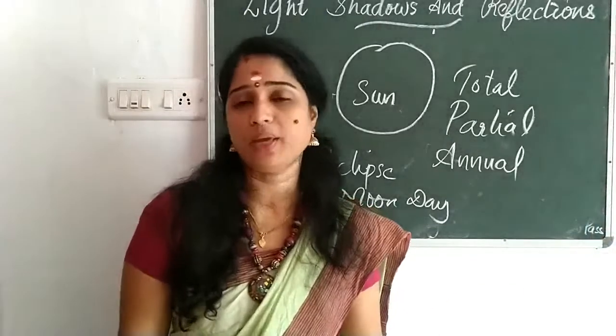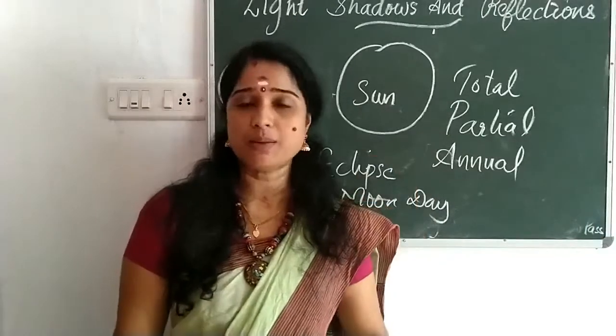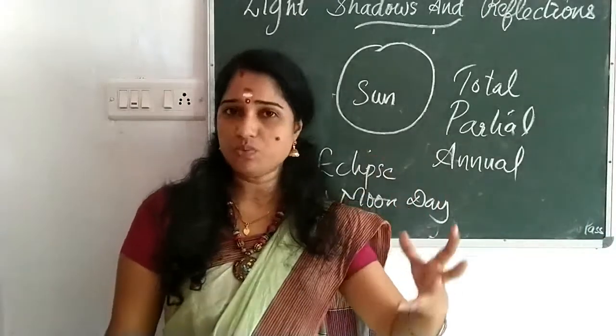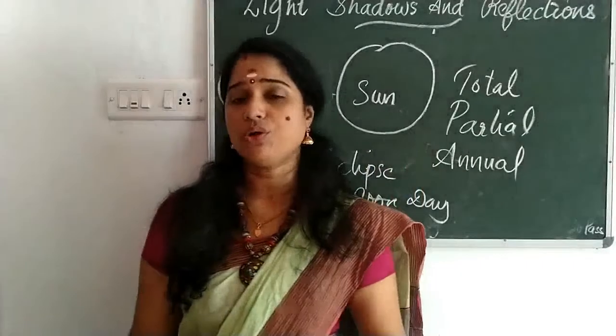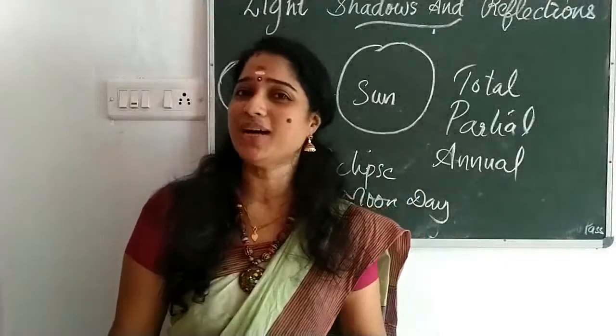Wood is an example of an opaque object. Then metal is an example of an opaque object, because those objects do not allow light to pass through them. Then we had already discussed the solar eclipse and the lunar eclipse.